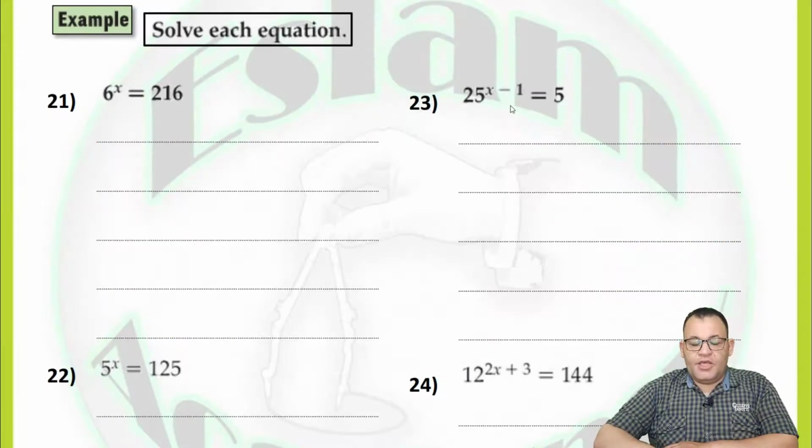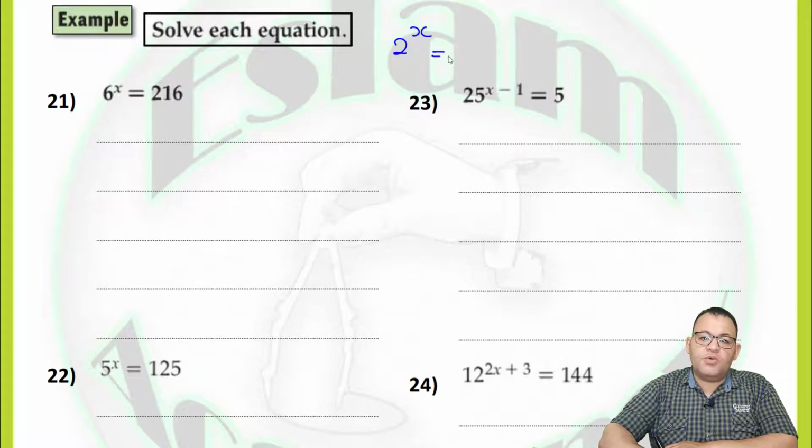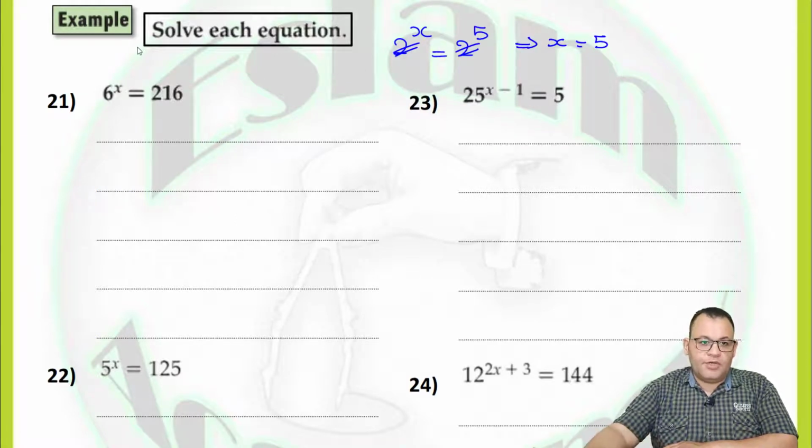Solve each of the following equations. 6 to the power x equals 216. To solve this type of question, at first we need to make the base equal to the base. If the base is equal to the base, the power will be equal to the power. For example, if I say 2 to the power x equals 2 to the power 5, because the base equals the base, it means the power is equal to the power. That's what we are doing now.